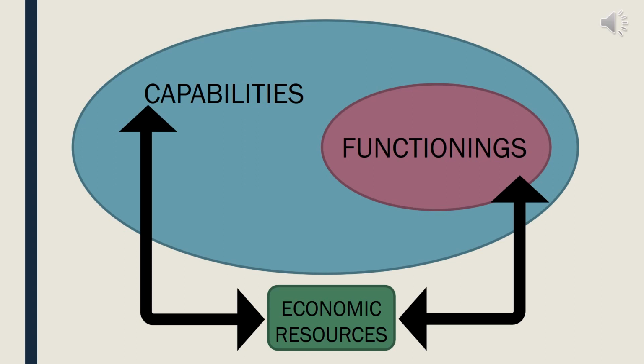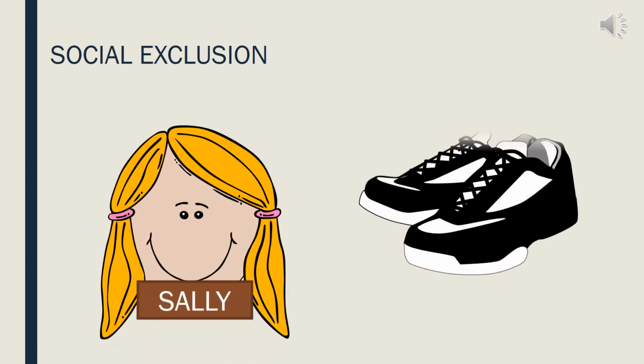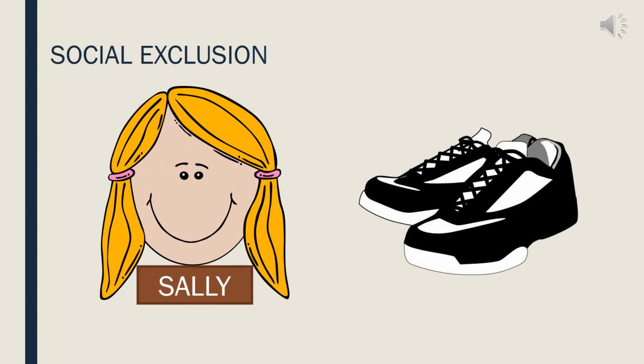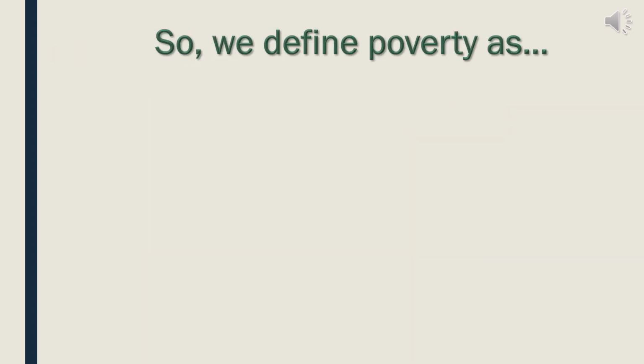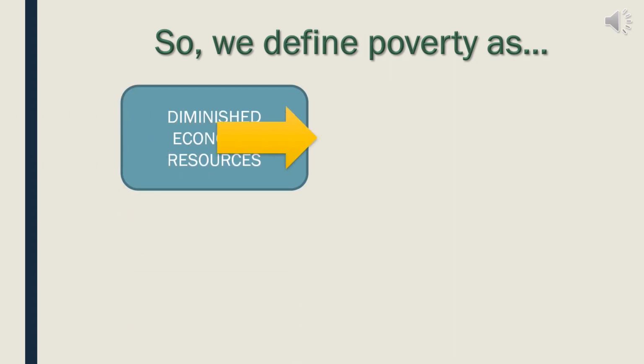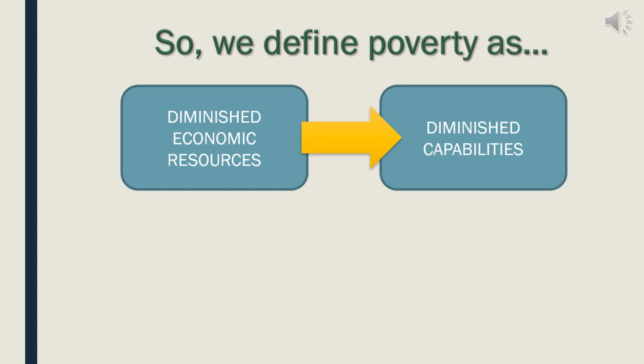So wait, what's social exclusion? Well, imagine Sally. Because Sally comes from a low-income family, she cannot afford to purchase athletic shoes to play basketball with her friends. So, because of her economic state, she is excluded from the activities available to most people in society. So, we define poverty as having diminished economic resources resulting in diminished capabilities, leading to social exclusion.